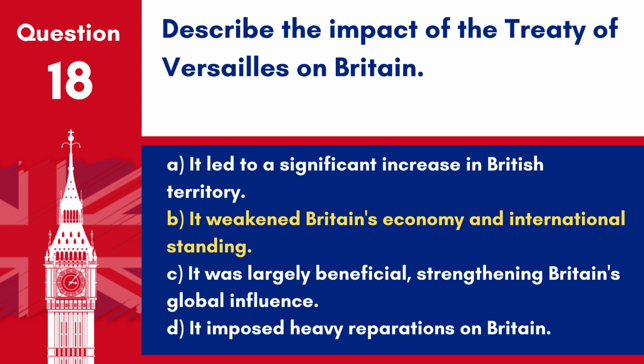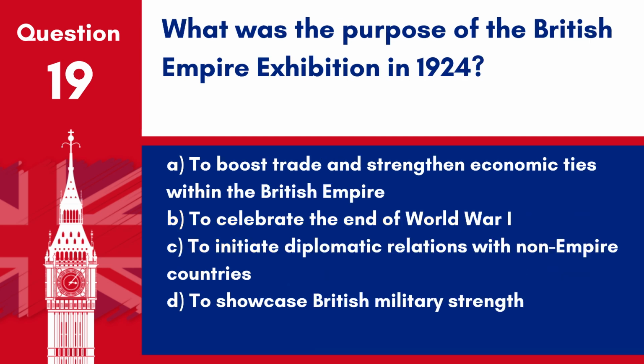Answer: B. It weakened Britain's economy and international standing. The Treaty of Versailles in 1919, ending World War I, had mixed impacts. While it expanded the British Empire with mandates, it also strained the economy and contributed to a complex international environment that led to World War II. Question 19. What was the purpose of the British Empire exhibition in 1924?